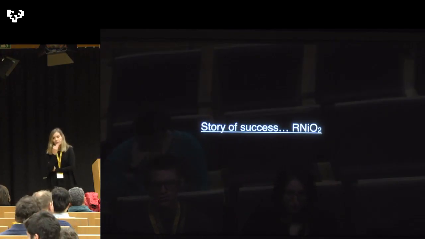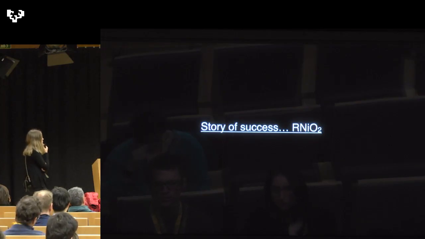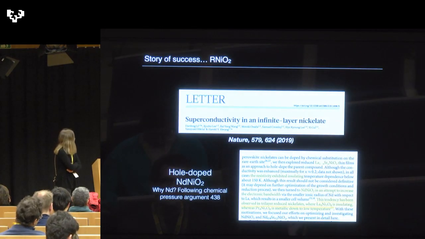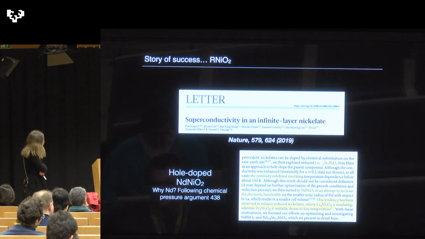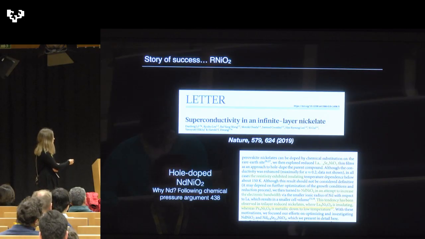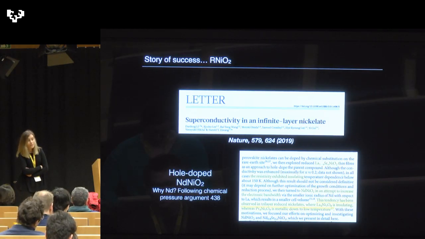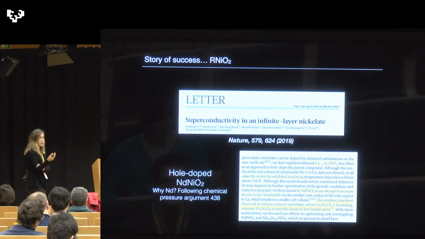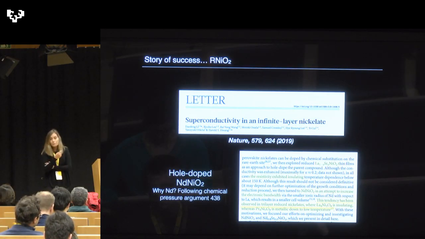Now, this brings me naturally into the second part of the story, what I now call the story of success, and that's the story of the 112 materials. So as I anticipated in the beginning, superconductivity has recently been found in hole-doped neodymium nickel oxygen 2, and given the previous part of the talk, you may now wonder why neodymium, why not lanthanum? Well, they actually did try lanthanum, as you can see here in the highlighted part, but strontium-doped lanthanum 112 keeps on being insulating. It's not superconducting. So they turned to the chemical pressure argument that worked for us in the 438 materials, tried a smaller ion like neodymium instead, and ta-da, neodymium did work.